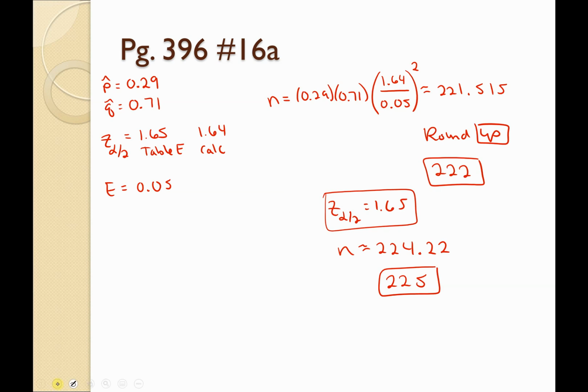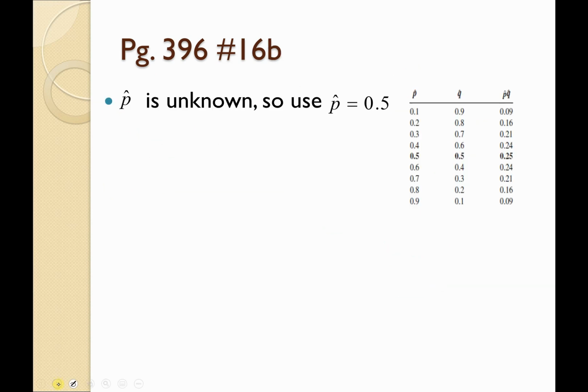Part B on this says if no estimate of the sample proportion is available, how large should the sample be? So sometimes as a researcher, you're working from scratch. You don't have another sample to get a p hat and q hat from. So you want to make sure that your sample size is large enough. So you want p hat times q hat to be as big as it possibly can be.